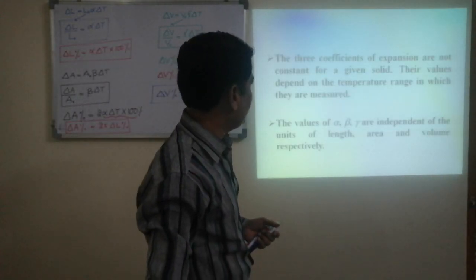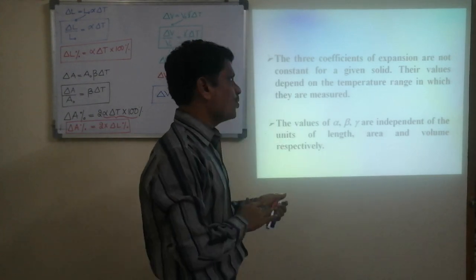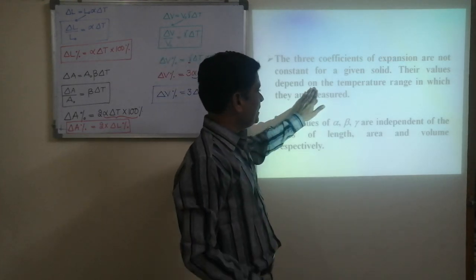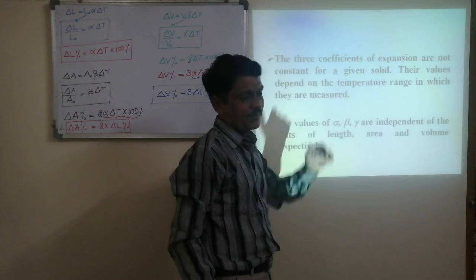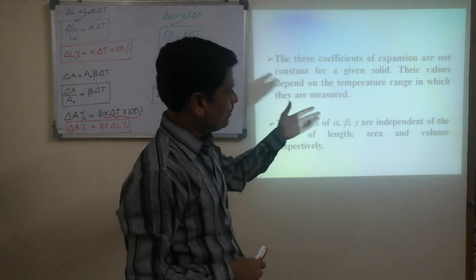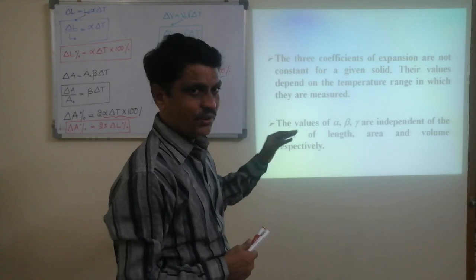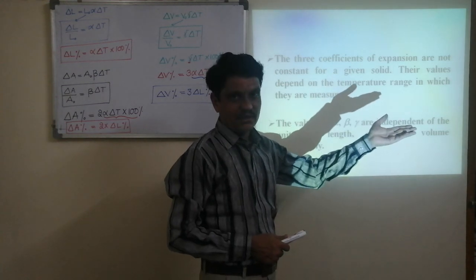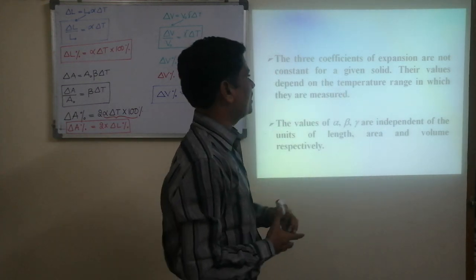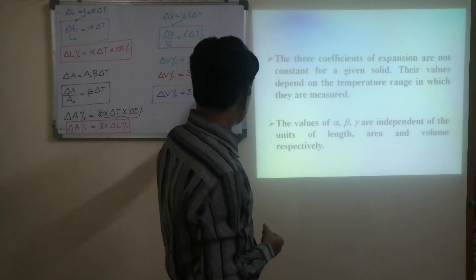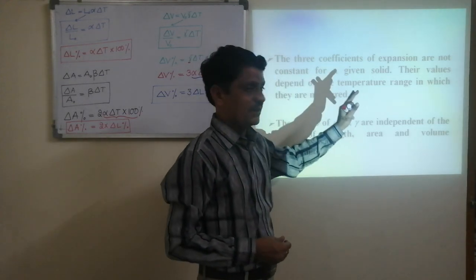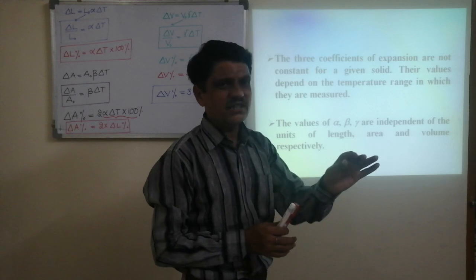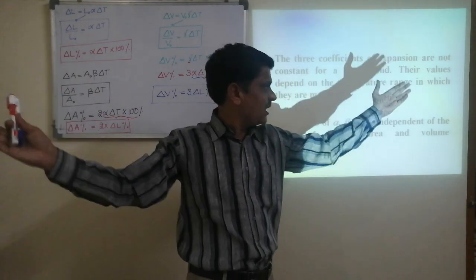After this, the next point is that the 3 coefficients of expansion are not constant for a given solid. Their values depend on the temperature range in which they are measured. In thermal properties of matter, in the NCERT book you get a graph of variation of coefficient of copper with temperature. Hence, in one word, remember it is not constant. This alpha, beta and gamma change with temperature, meaning not for a small change in temperature, they change when there is a large change in the temperature.